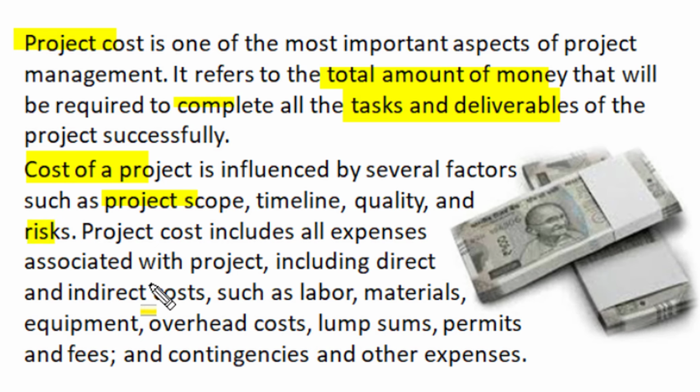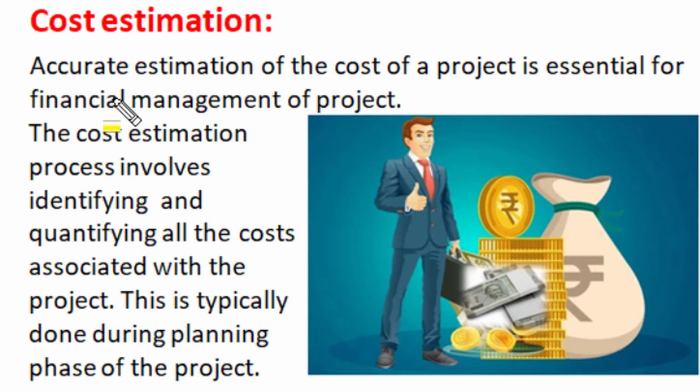For a project, the total project cost includes all the expenses that are associated with the project, including direct cost, indirect cost such as labor, material, equipment, overhead charges, lump sum cost, permit charges and other fees and contingencies and some other expenses. Accurate estimation of the cost of a project, or cost estimation, is essential for financial management of any project.